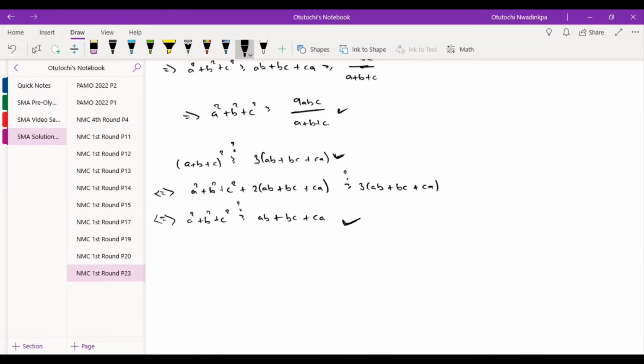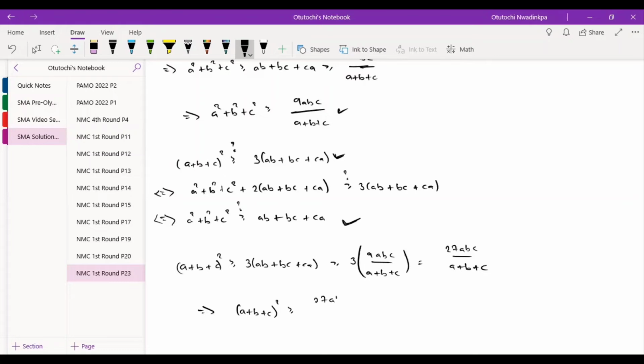So basically, like I was saying, (a+b+c)² is greater than or equal to 3(ab+bc+ca), which is greater than or equal to 3 times 9abc over (a+b+c), which is equal to 27abc over (a+b+c). So then, of course, this implies that (a+b+c)² is greater than or equal to 27abc over (a+b+c). And then we are done with the third one as well.